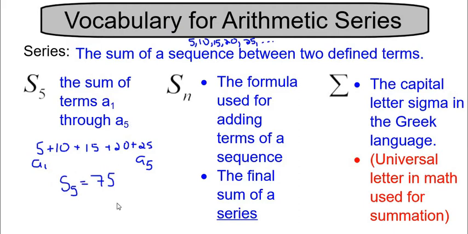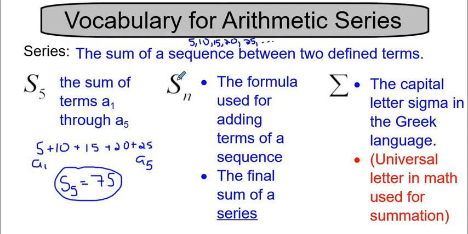Now, it's important to understand that math has a lot of important language here. So the sum of 5 terms means to add these up. This is the work, and this is how the answer would be written. The sum of the 5 terms of this sequence is 75.